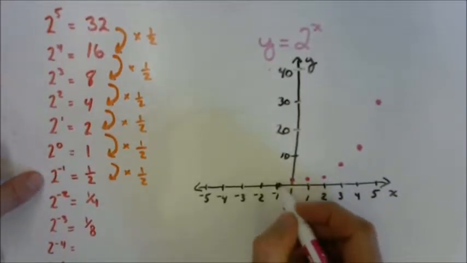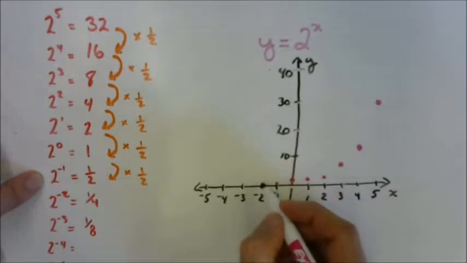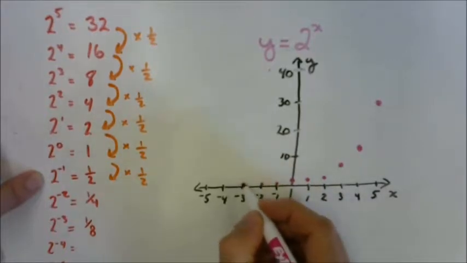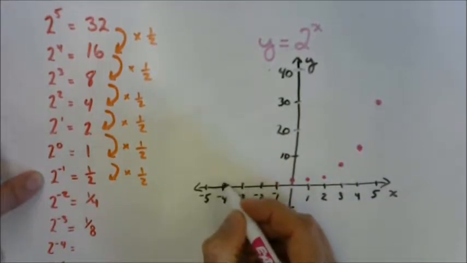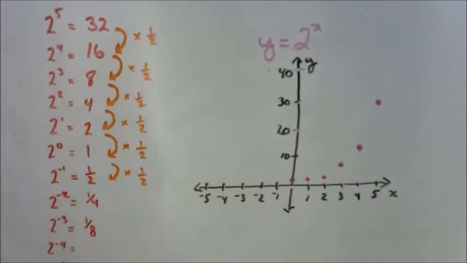Where x is negative 1, we're down to a half, and then a quarter, and then an eighth, and then a 16th, and then a 32nd. So we're getting closer and closer to the x-axis, but we're not touching it. Go ahead and draw a curve of best fit. So a curve that takes all of your points into account.